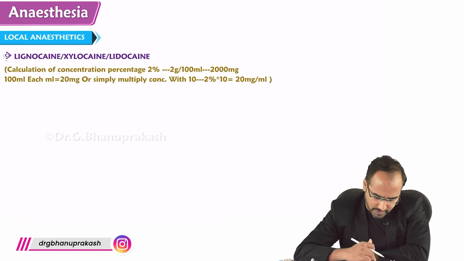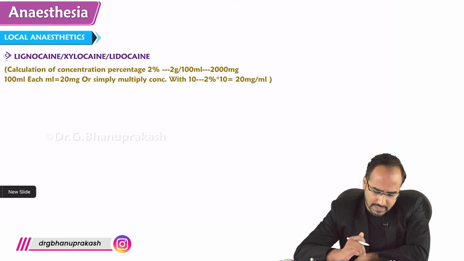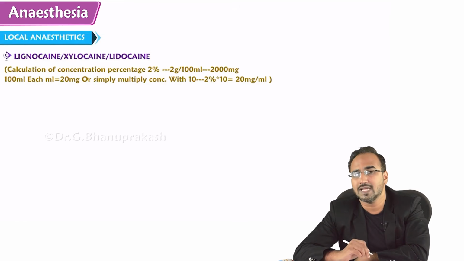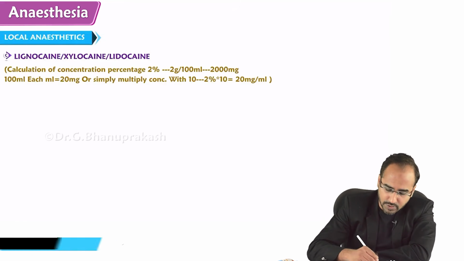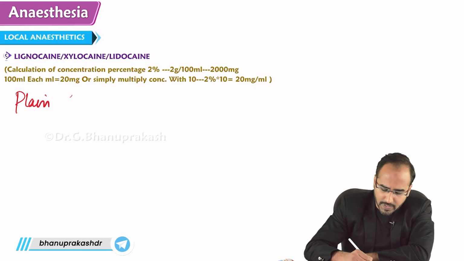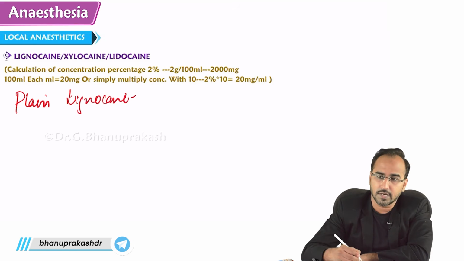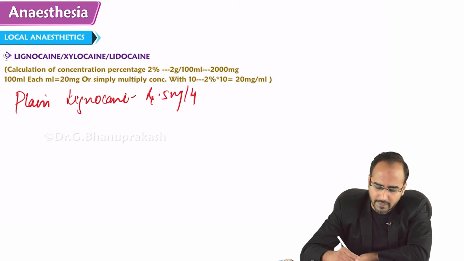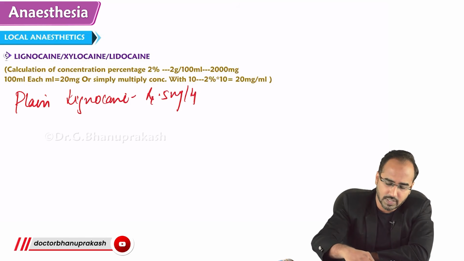The calculation of concentration is not important, guys, but what we need to know, once again, is the dose of plain lignocaine. What is the dose of plain lignocaine? Plain lignocaine is 4.5 mg per kg body weight. And ligno with adrenaline is 7 mg per kg body weight.